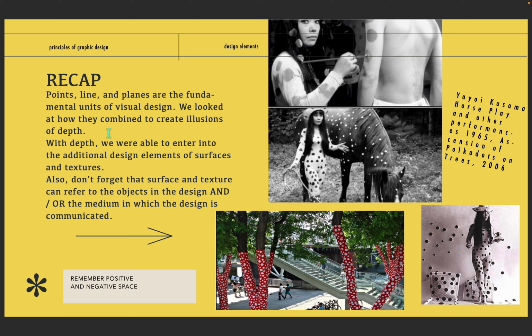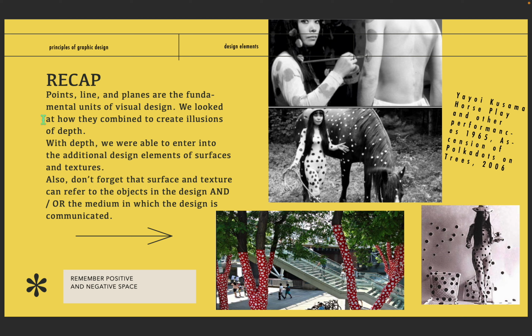Now, to recap, remember that points, lines, and planes are the fundamental units of visual design. They are your key ingredients. And before, we looked at how they are combined to create illusions of depth. And remember that once we got into depth, we were able to enter the additional design elements of surfaces and textures. Now, also, don't forget that surface and texture can refer to the objects in the design and or the medium in which the design is communicated.